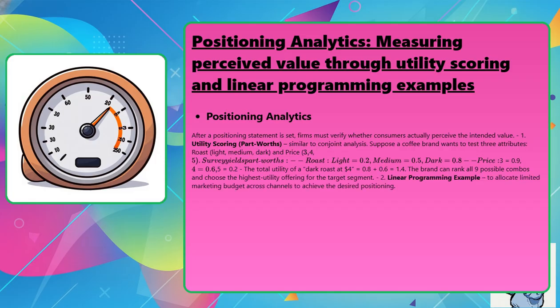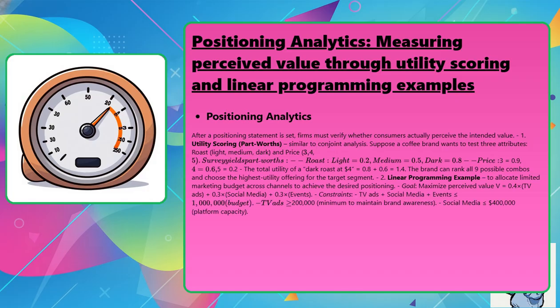Number 2: linear programming example. To allocate a limited marketing budget across channels to achieve the desired positioning. Goal: maximize perceived value. V equals 0.4 times TV ads plus 0.3 times social media plus 0.3 times events.